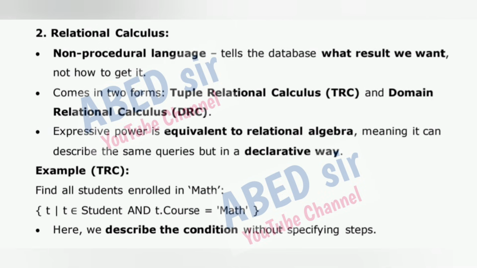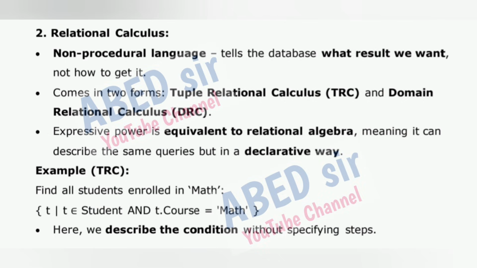2. Relational calculus. It is a non-procedural language that tells the database what result we want, not how to get it. It comes in two forms: tuple relational calculus, TRC, and domain relational calculus, DRC. Its expressive power is equivalent to relational algebra, meaning it can describe the same queries but in a declarative way.